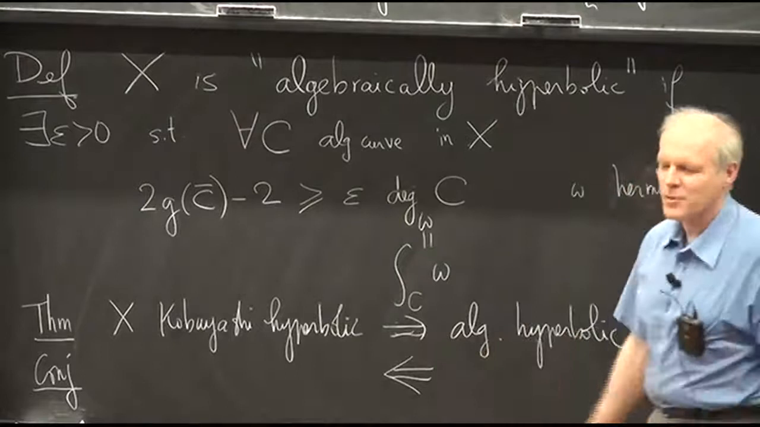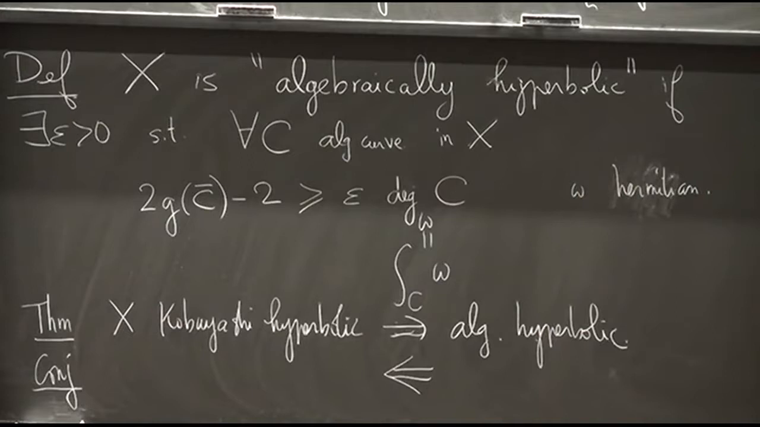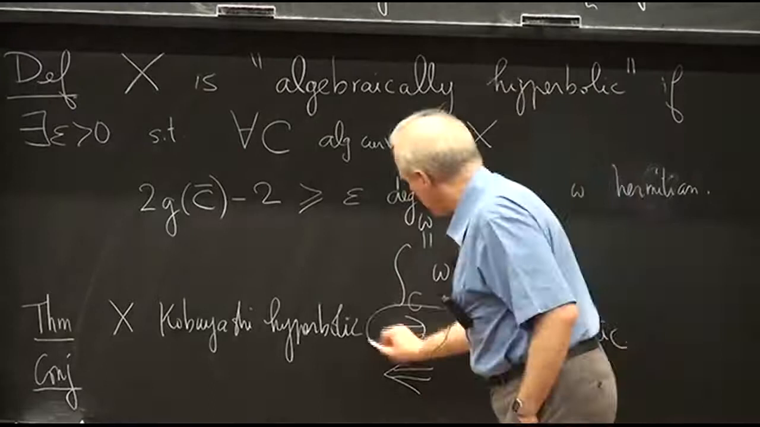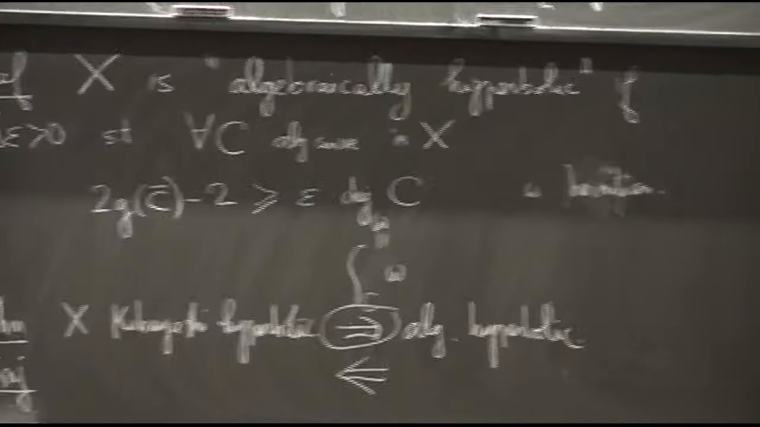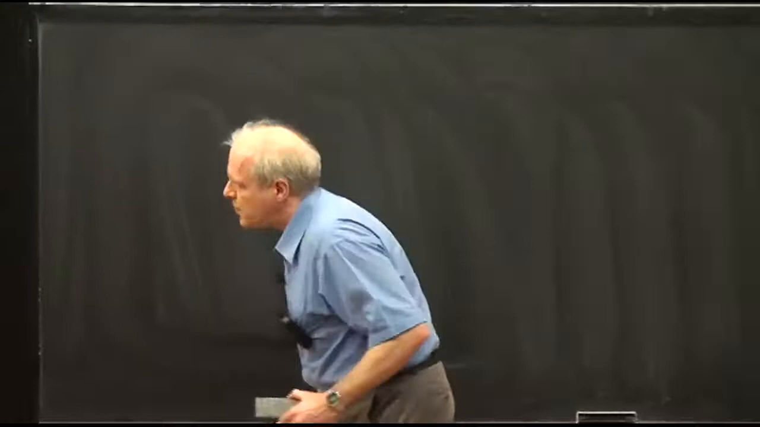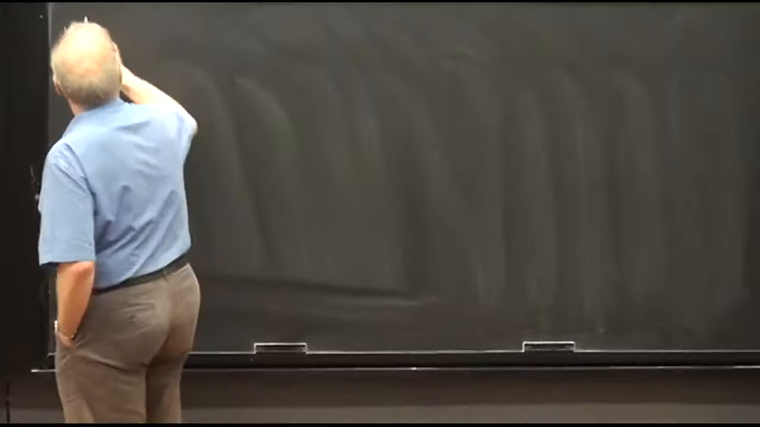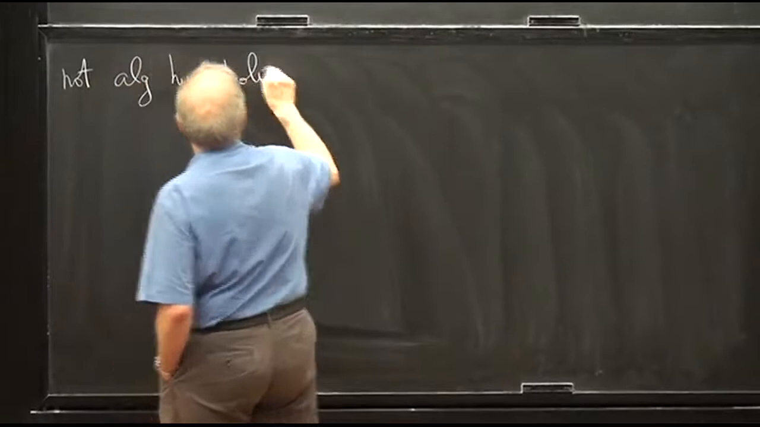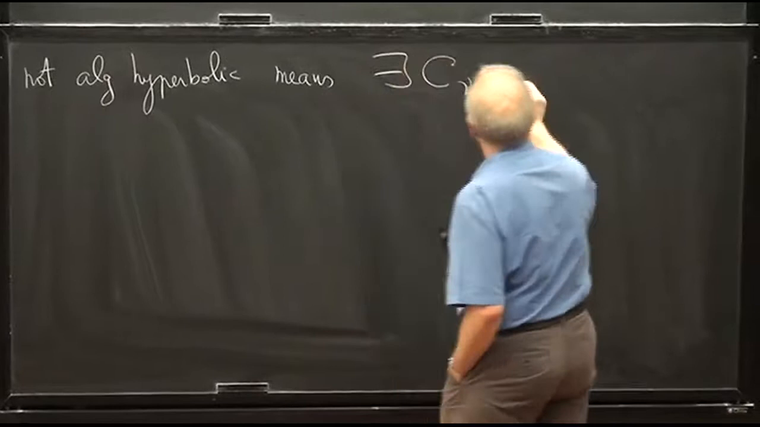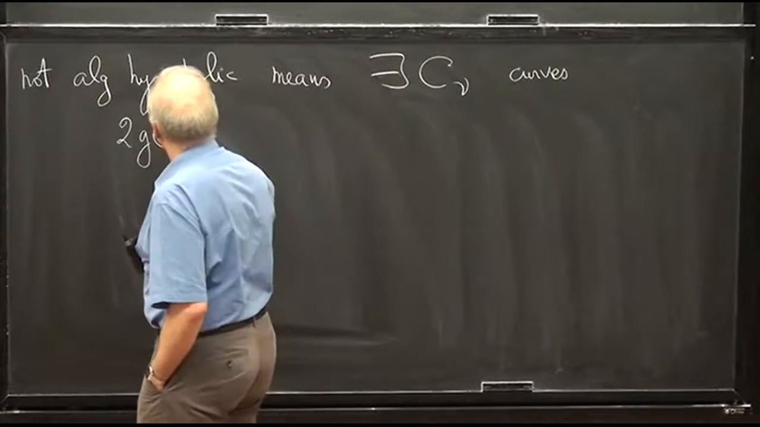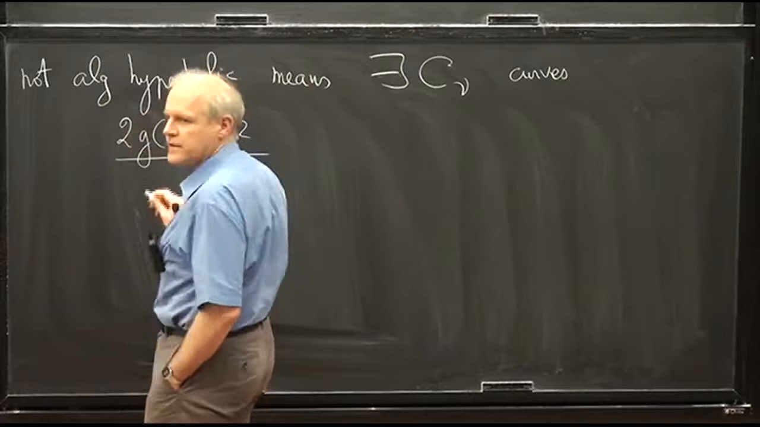What's the idea of that proof? Let me prove this. I won't give all details because otherwise I will not be able to explain what I wanted to explain. So suppose it is not algebraically hyperbolic. Not being algebraically hyperbolic means that there exists a sequence of curves such that the ratio of minus the Euler characteristic divided by the degree tends to zero.